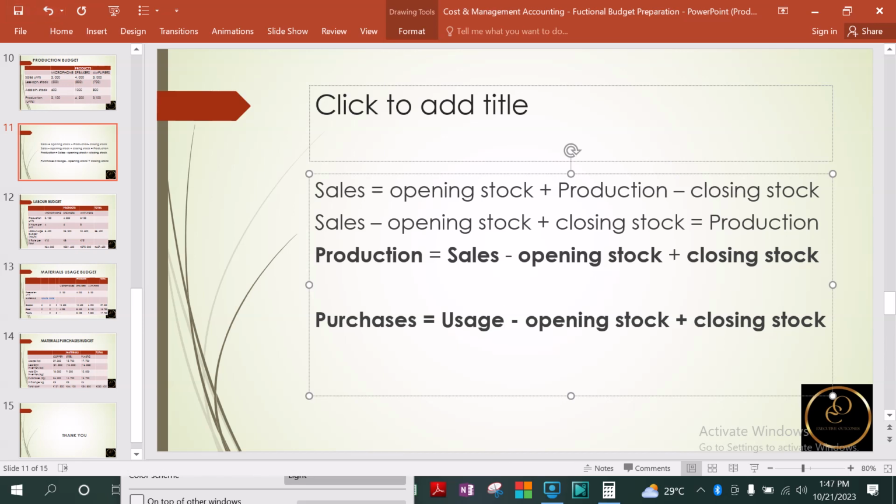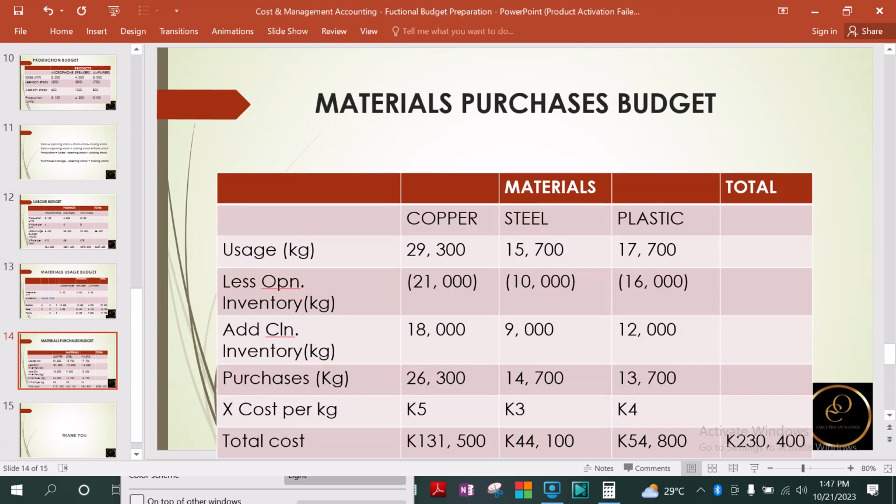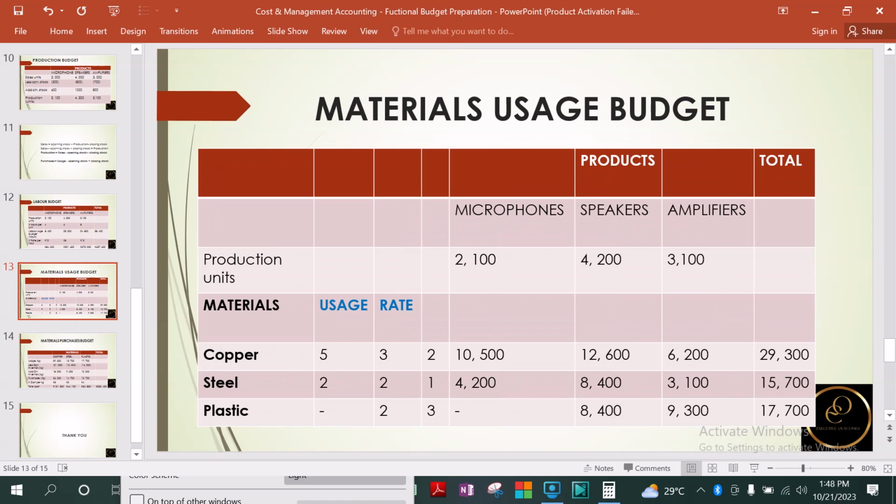Purchases is equal to usage minus opening stock plus closing stock. So that's what we are going to use here: usage minus opening stock plus closing stock is equal to purchases in kgs. So how do we determine the usage? We have just calculated the usage budget here.